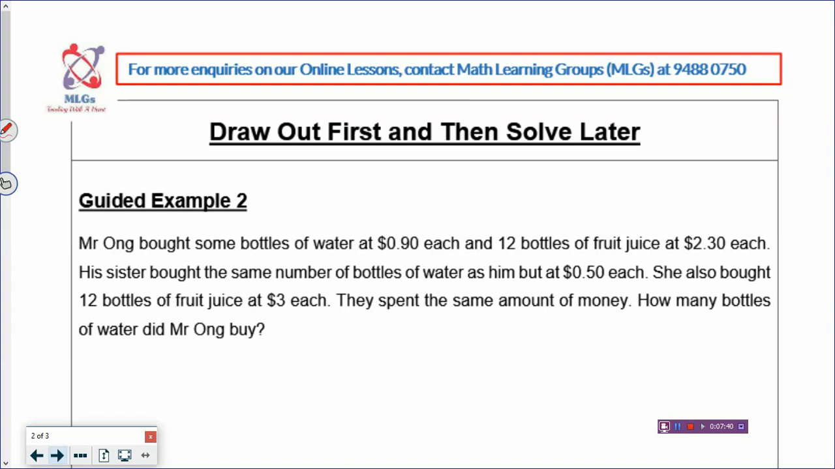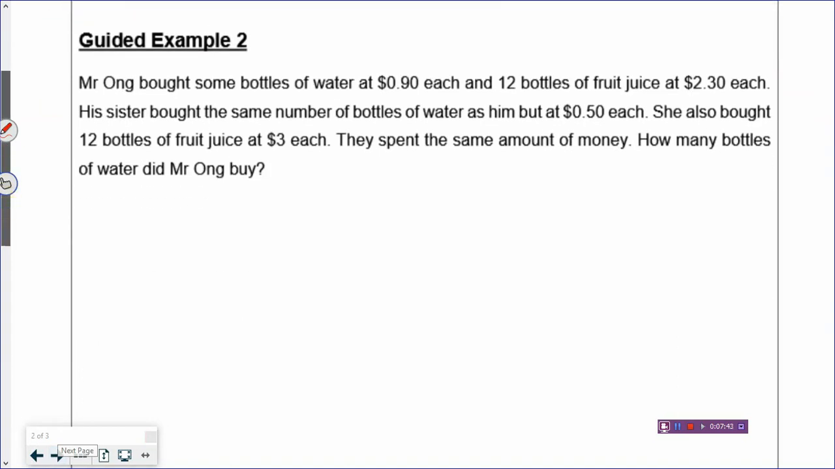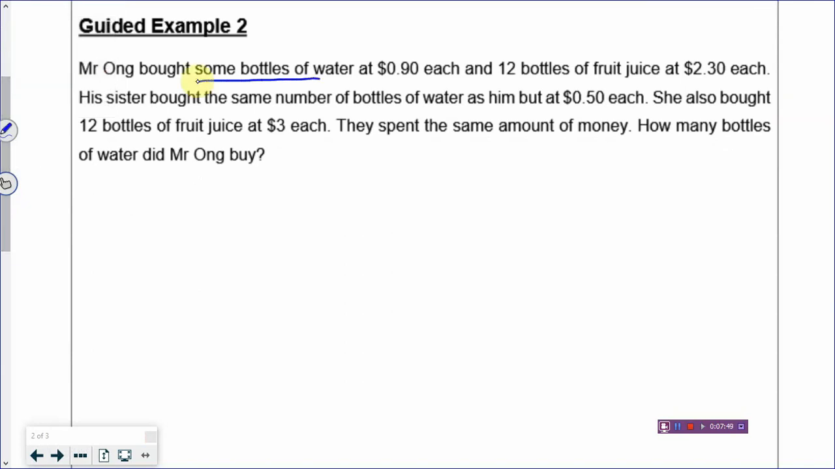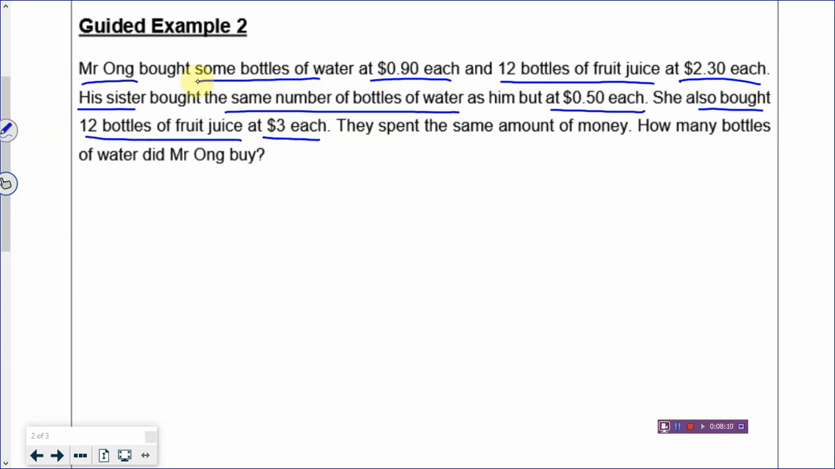Wow, okay, looks a little wordy. Mr. Ong bought some bottles of water at 90 cents each and 12 bottles of juice at $2.30 each. His sister bought the same number of bottles as him, but at 50 cents each. She also bought 12 bottles of fruit juice at $3 each, and they spent the same amounts of money. How many bottles of water did Mr. Ong buy?